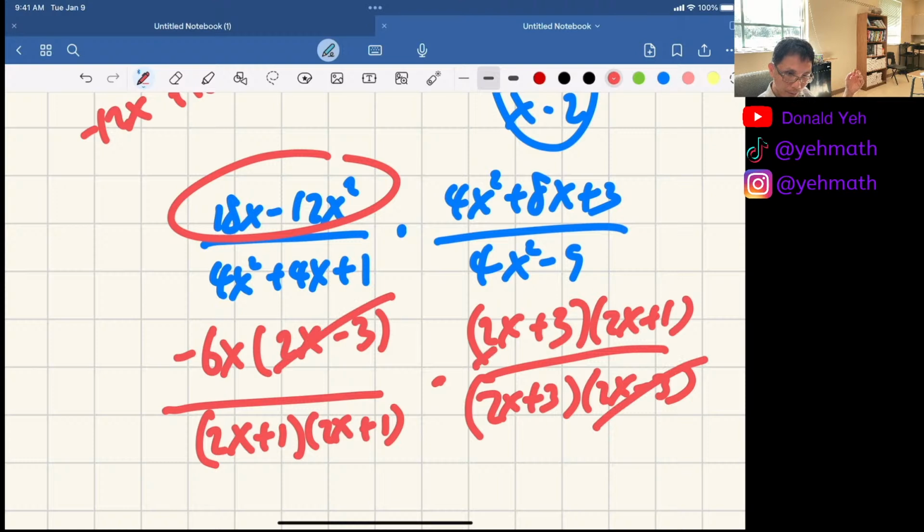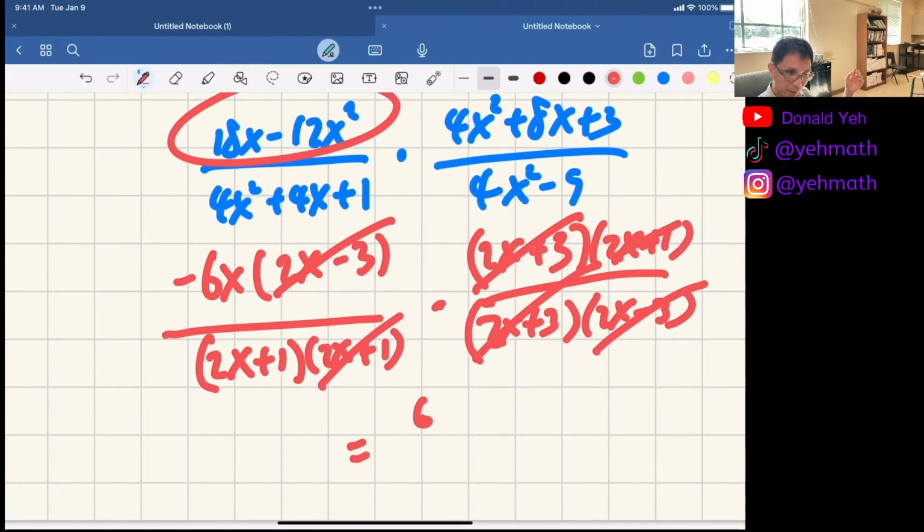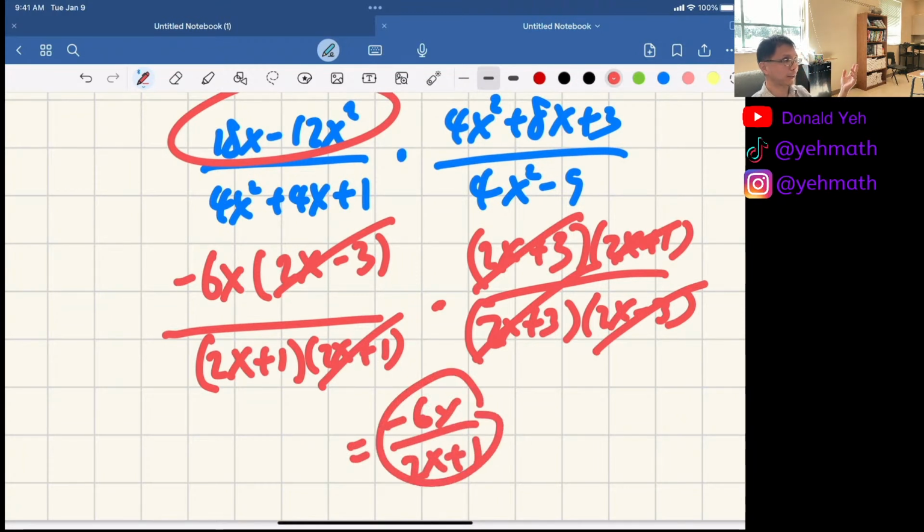Simplifications. Boom, boom, boom, boom. The answer is negative 6x over 2x plus 1. This is actually a test if you know how to factor. If you don't know how to factor, you better learn how to factor.